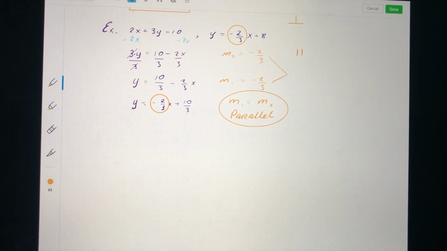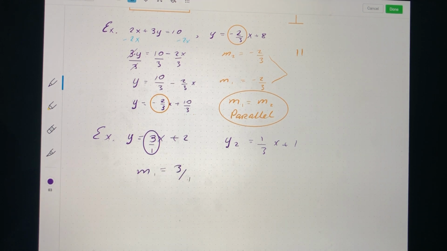In the third example, let's look at the first equation, 3x plus 2, and the second equation, 1/3 x plus 1. Now both are solved for y. We can see the slope from the first is 3/1. The slope for the second is 1/3.